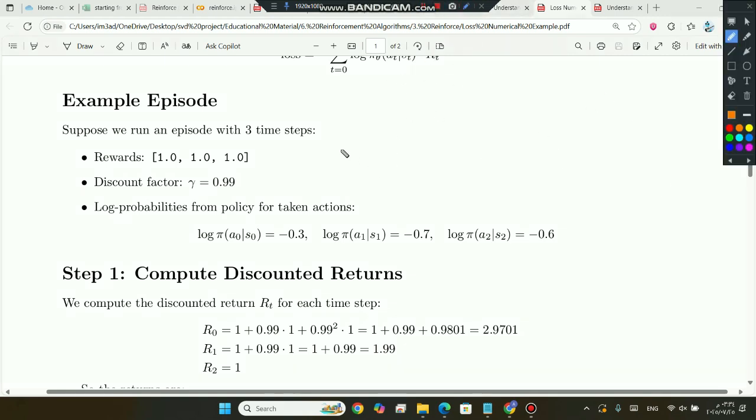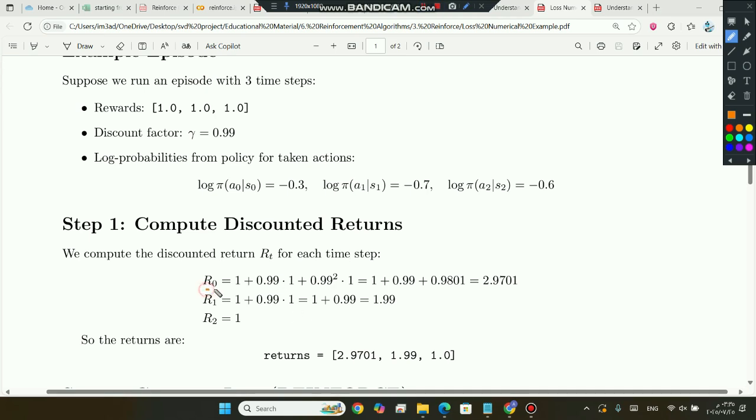So right now we have the following example. We assume that we have 3 time steps. So we have a certain system and we have made 3 time steps within that system, and we got the following reward. We got a reward of 1, of 1, of 1 at each step, just to simplify things. Now, this is the discount factor that we have talked about. And our model has generated the following 3 probabilities, which are 0.3, 0.7, and 0.6. So until this point, I think everything is clear.